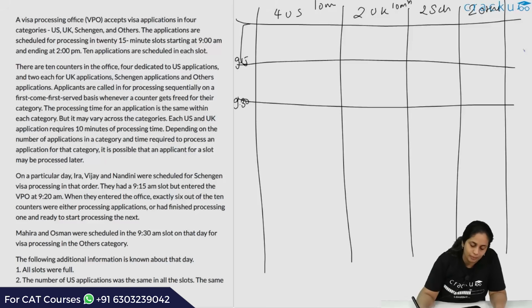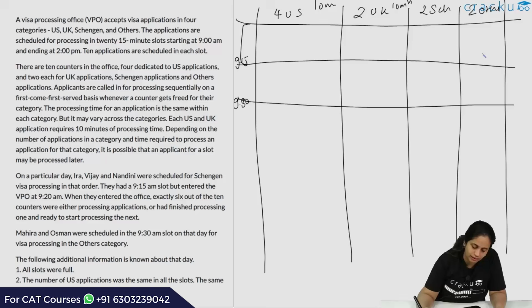On a particular day, Ira, Vijay and Nandini were scheduled for Schengen visa processing in that order. They had a 9:15 a.m. slot, but they entered the VPO at 9:20 a.m. When they entered the office, exactly 6 out of the 10 counters were either processing applications or had finished processing one and were ready to start processing the next application. Mahira and Osman were scheduled in the 9:30 a.m. slot on that day for visa processing in the others category. The following additional information is known about that day.